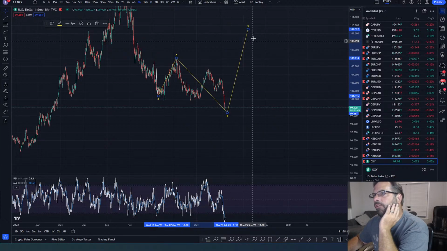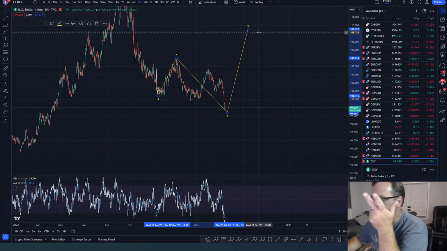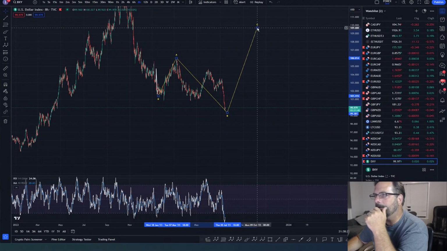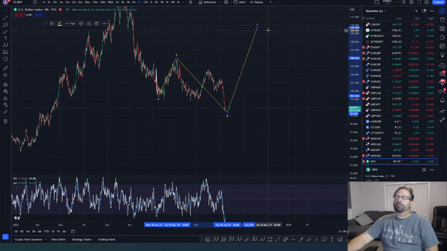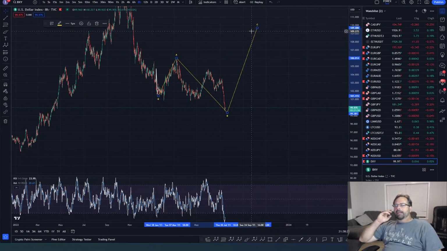So that up move might correlate with a down move in the S&P and a down move in Bitcoin, and so we might see a pump here in the DXY. What would precipitate that pump? A raising of the rates, a hawkish move by the Fed in 2 weeks. Okay.